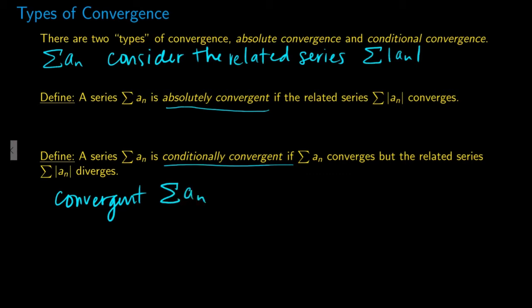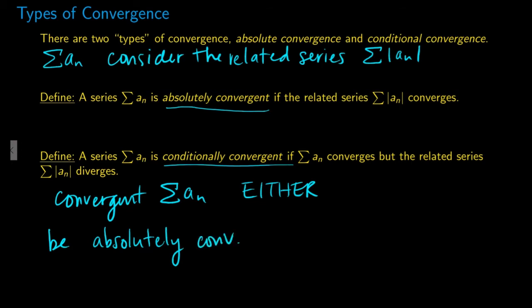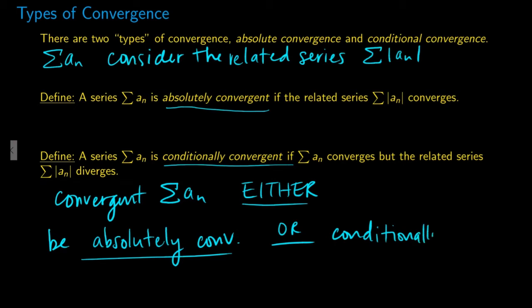So, given a convergent series A sub n, it's important to remember that this series can either be absolutely convergent or conditionally convergent, but not both. So if we have a convergent series, we're going to find the series of the absolute values, and then that will determine either absolute convergence or conditional convergence of our original series.